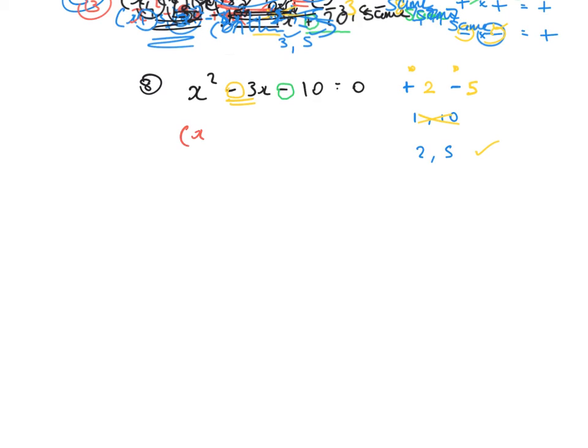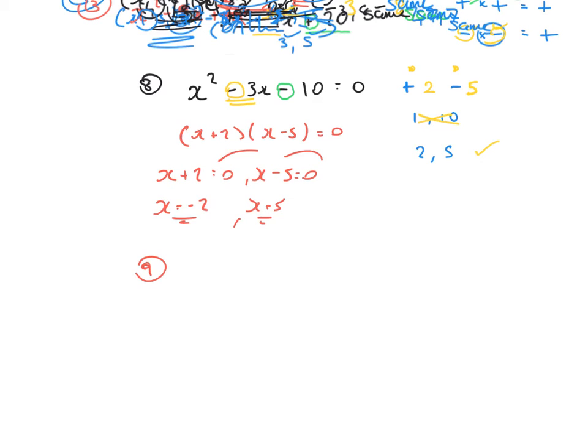So that's x plus 2 bracket x minus 5 equals 0. So that's x plus 2 equals 0, or x minus 5 equals 0. Bring them over, change our sign, x equals minus 2 and x equals 5. Example 9. This time x squared minus 4x minus 21 equals 0.